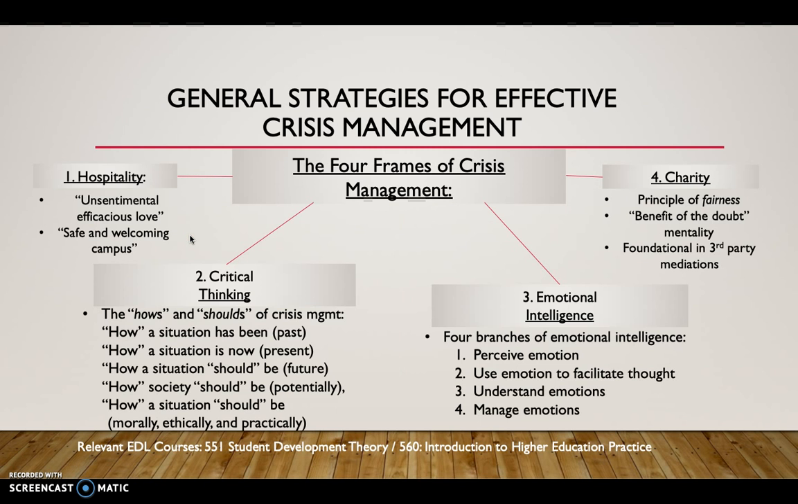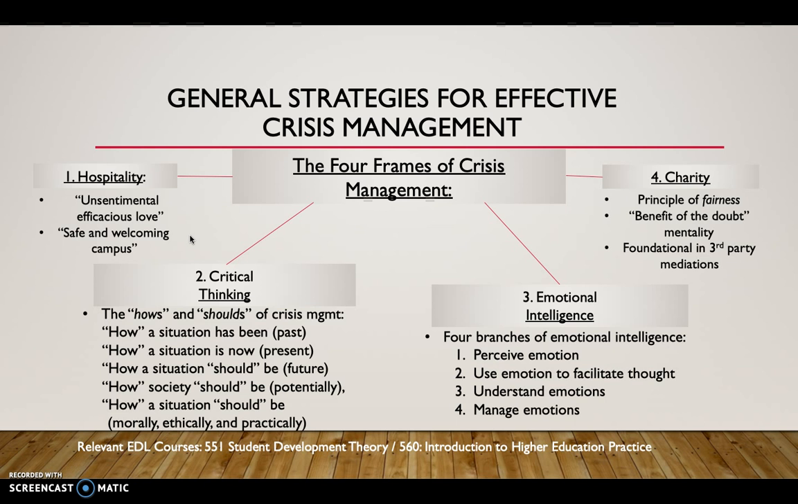So here are the four frames of crisis management. It's a lot on one slide. I probably should have separated it out, but the first one is hospitality. I heard a person say once that empathy makes bad policy. Therefore, it's easy, because of this person standing in front of you, to create a policy that could harm a thousand other people. So the best way to approach this is hospitality. It's unsentimental, efficacious love. So have sympathy for people, but don't necessarily empathize with the person to the point where you make bad or biased decisions.